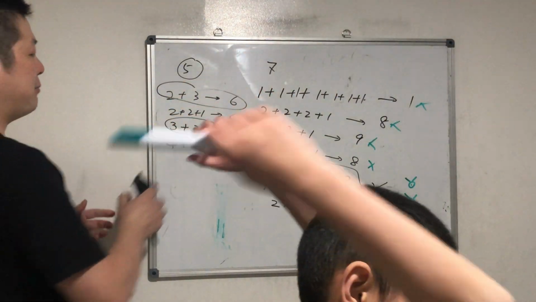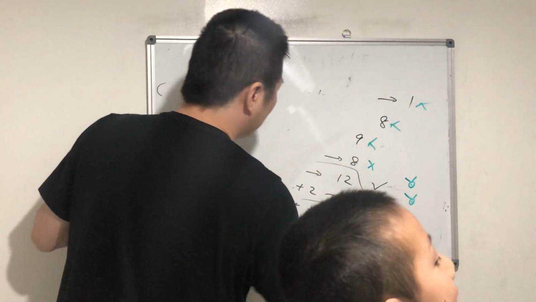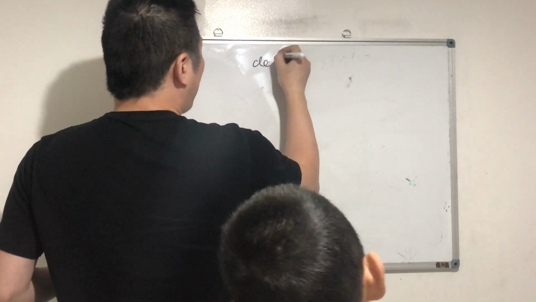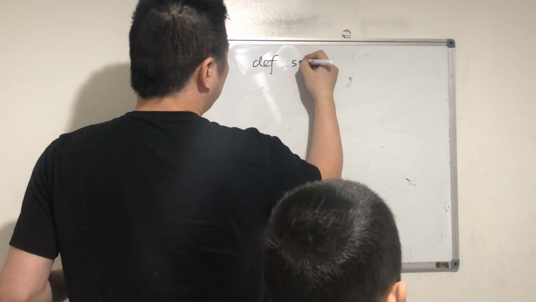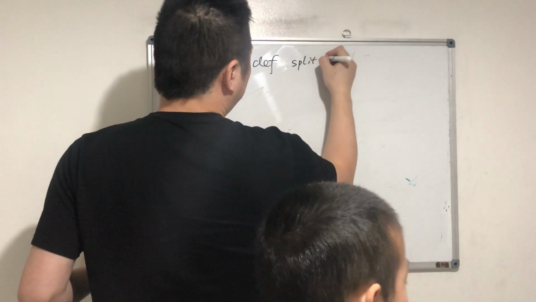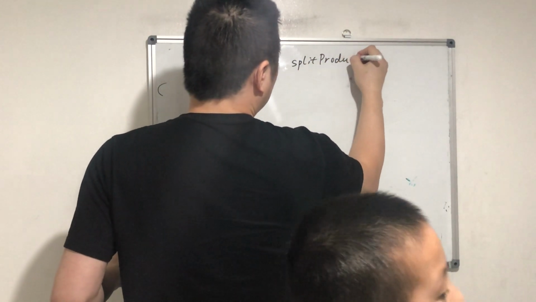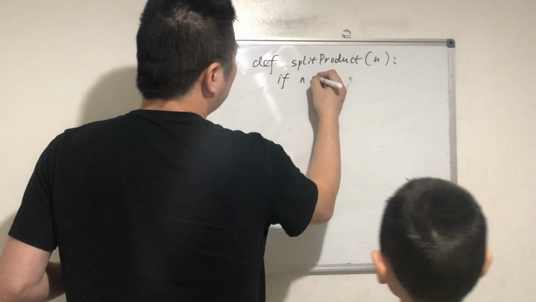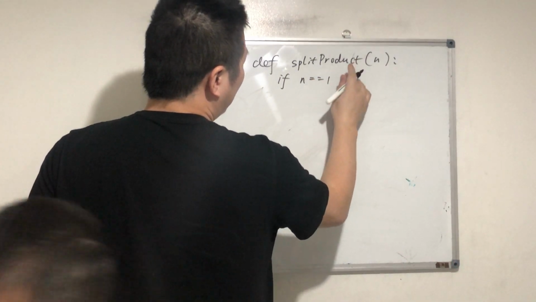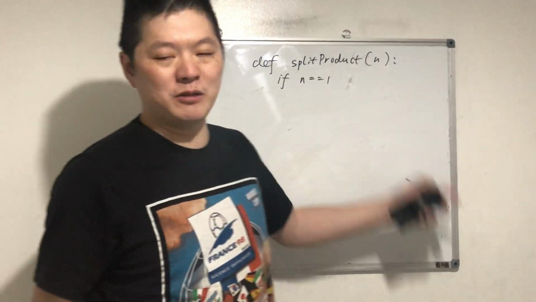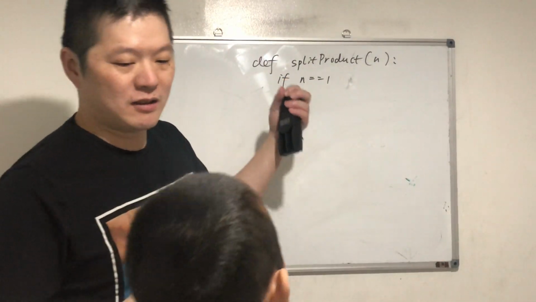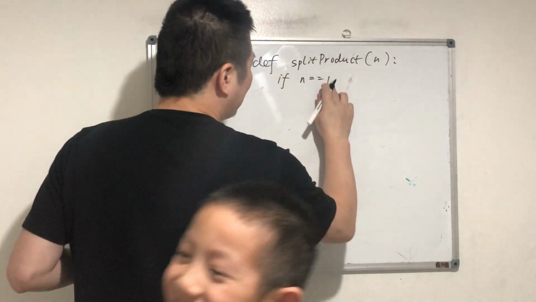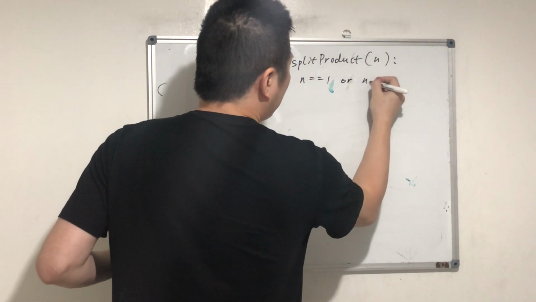Can we try to write this problem? Definitely can. Define split product of n. If n equals 1 or n equals 2. By the way, the integer we're looking at is positive.